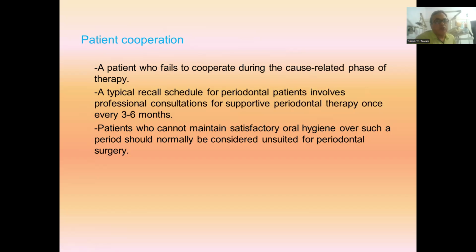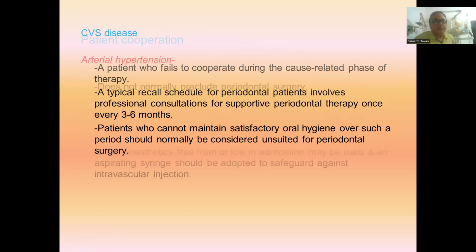A patient who fails to cooperate during the cause-related phase of therapy. The typical recall schedule of a periodontal patient involves professional consultation for supportive periodontal therapy once every 3 to 6 months. A patient who cannot maintain satisfactory oral hygiene over such a period should normally be considered unsuited for periodontal surgery.